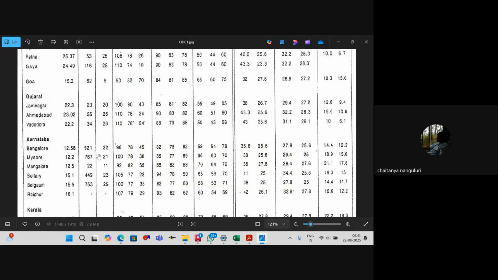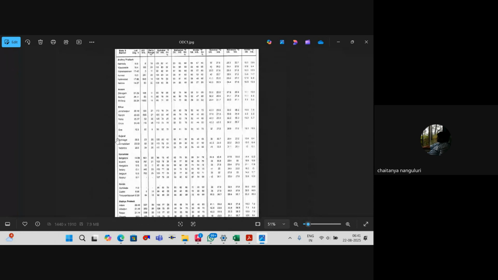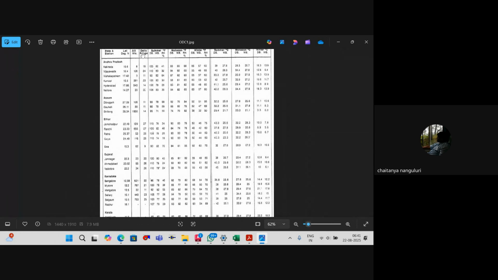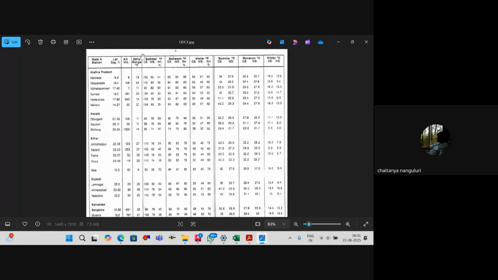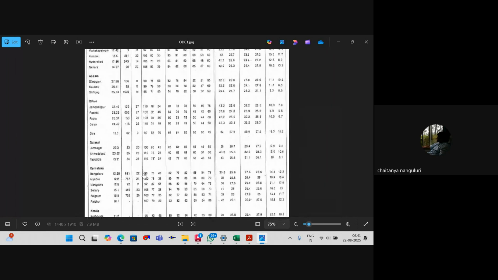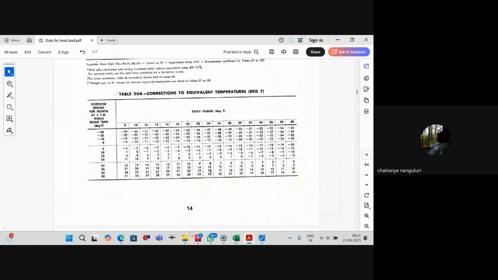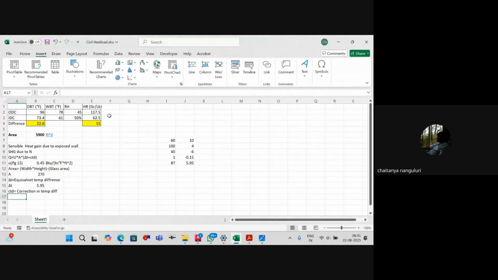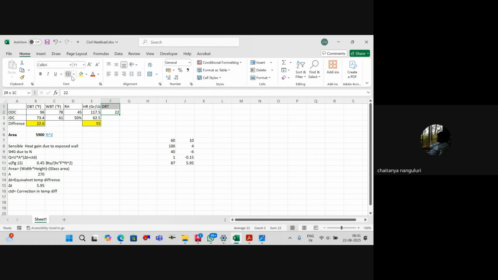For Bangalore, this value is the daily range. You can see it in degrees Fahrenheit, on the top. So this daily range, if we consider for Bangalore, is 22. You don't get the data for indoor, obviously. So your daily range is 22 degrees Fahrenheit.